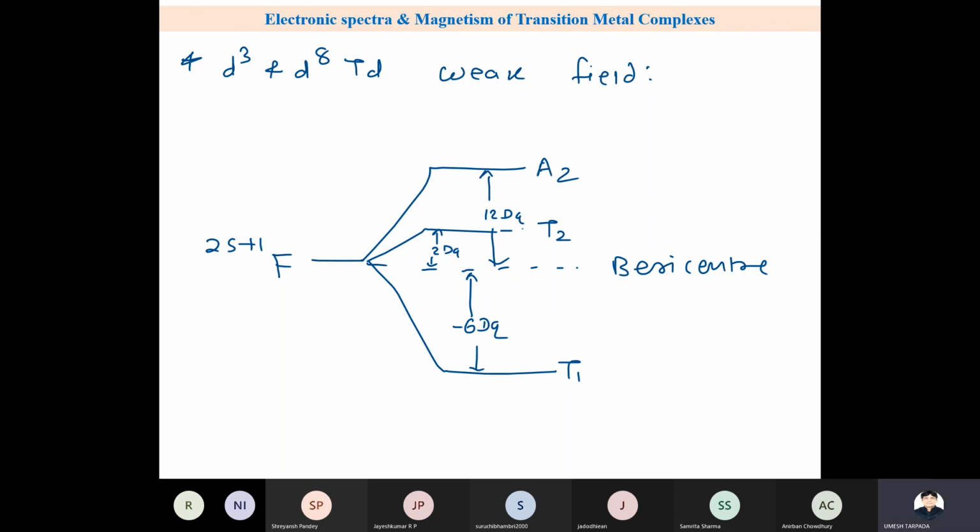what is this value? And what is this value? Here this is nu 1 and this is nu 2. Nu 1 is how many Dq? 8. Sorry, this is a D3 system. Okay, what is D3 system? What is nu 1? 18 Dq. It's minus 6 Dq.